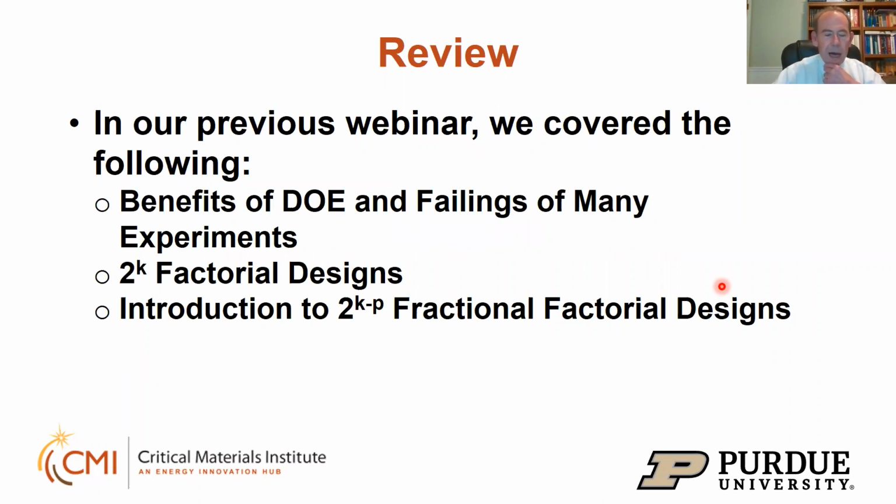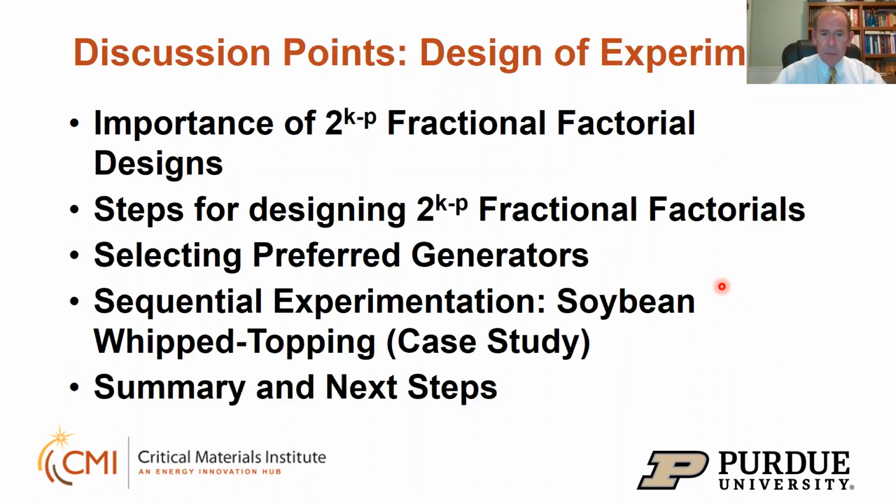So let me just note that in our previous webinar, we introduced design of experiments, and we talked a lot about 2 to the k factorial designs. Again, today we're going to be diving into the world of 2 to the k minus p designs. We'll spend some time talking about the motivation and fundamentals associated with the designs, how we step through creating such designs, selecting generators. Then we'll look at a non-specific to CMI example case study focused on something that sounds delicious, soybean whip topping, and wrap up with a little summary and hopefully have some time for Q&A.